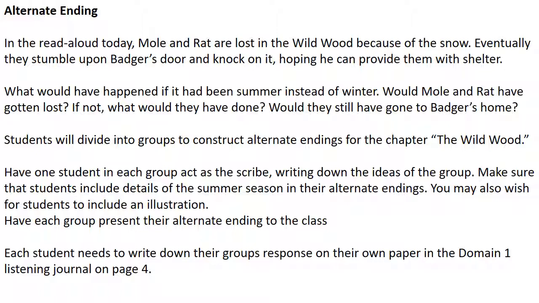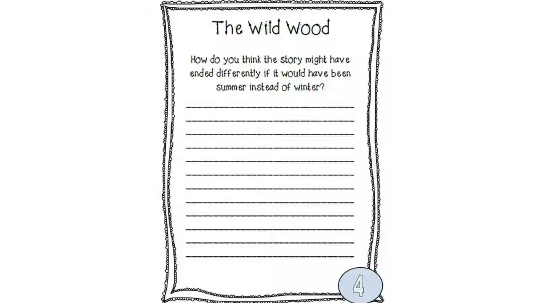So we'll divide students into groups to construct alternate endings for this chapter, the Wildwood, and have one student in each group act as a scribe writing down the ideas, and make sure that you use details of the summer season in your endings. You also could include an illustration as well. Each student needs to write down their group's response on their own paper in Domain 1 Listening Journal, page 4. It looks like this. If we don't have that, just do it on a regular piece of paper. This also works for an at-home assignment.